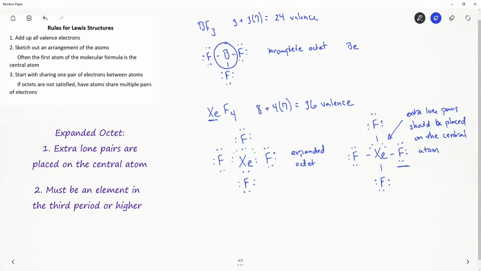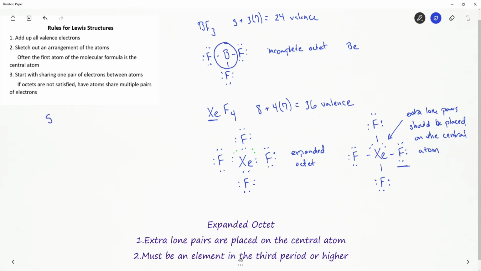As a general rule of thumb, extra lone pairs will go on the central atom. Of course, make sure that that central atom is not in the second period. Now, let's take a look at one more structure. Let's take selenium, and we are actually going to put 6 chlorine atoms around it.